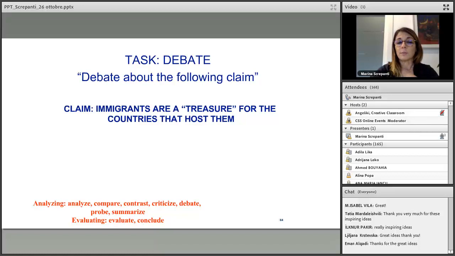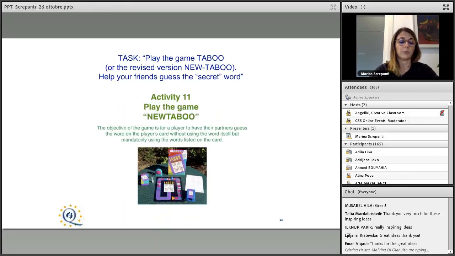But you can also use debates. For example, you give a claim: immigrants are a treasure for the countries that host them. And then you can ask your students to debate. Obviously, this is good for secondary schools. It's more difficult for primary school students.